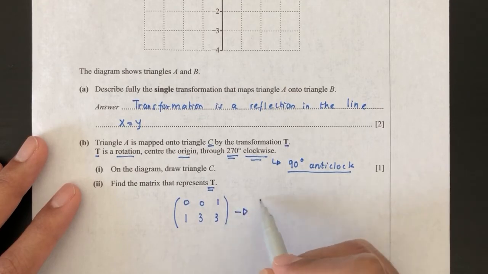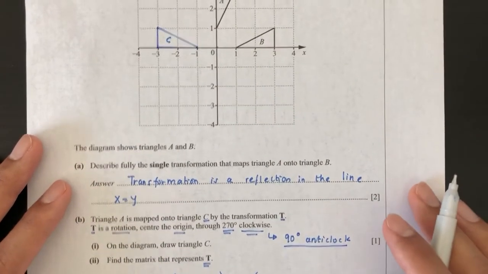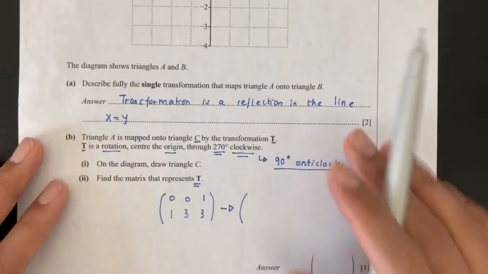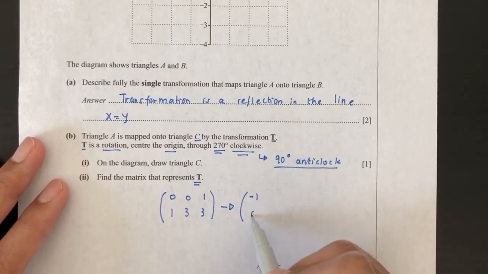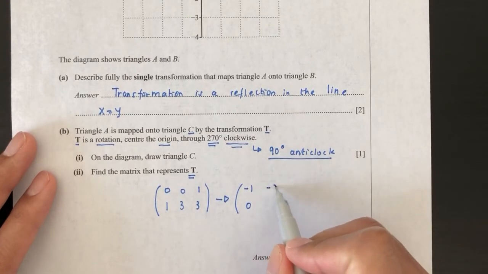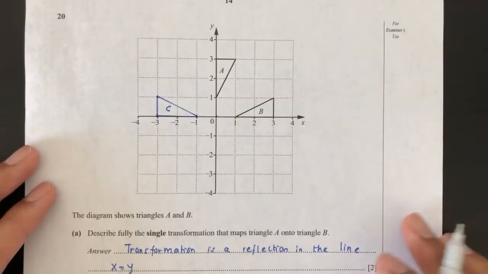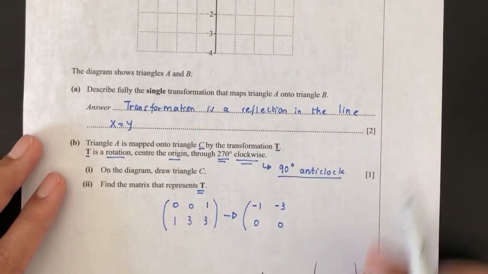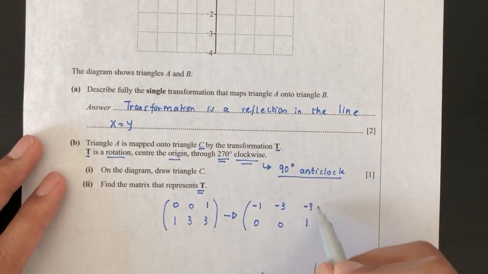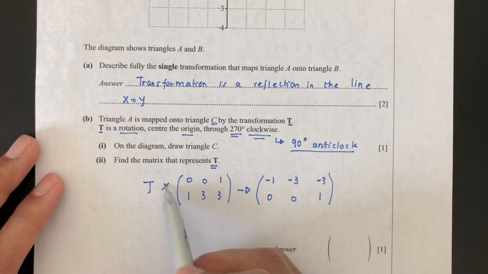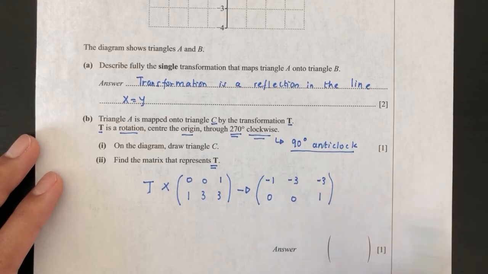So now it became triangle C. What are the corresponding points of triangle C? So it will be -1, 0. It will be -3, 0. And the last one will be -3, 1. So we have to find the matrix T. So T times this matrix becomes this matrix.